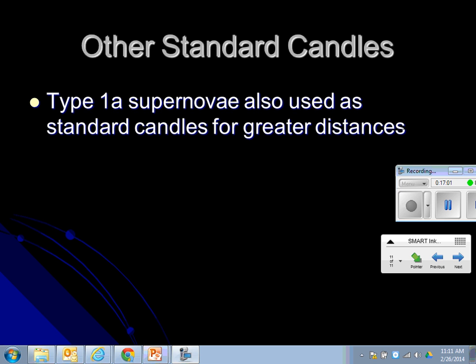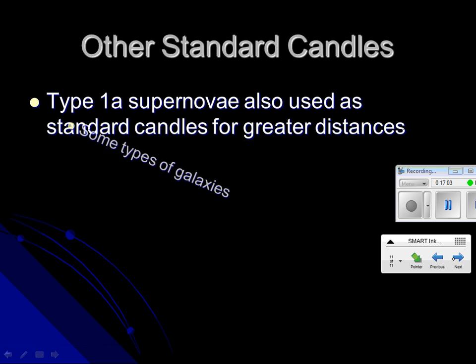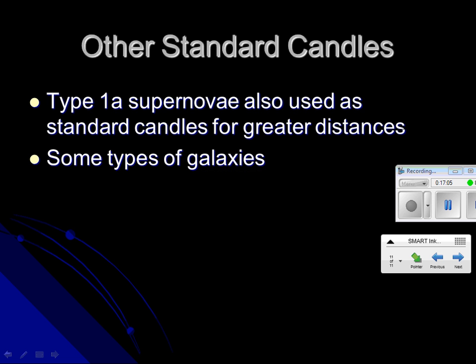There are other things that can be used as standard candles. For example, some types of galaxies. There's certain types of galaxies that astronomers have figured out how luminous they are, certain types of spiral galaxies and things. And if you discover one of those, you're like, oh, this is how luminous it is, this is how bright it appears, I can calculate how far away it is.